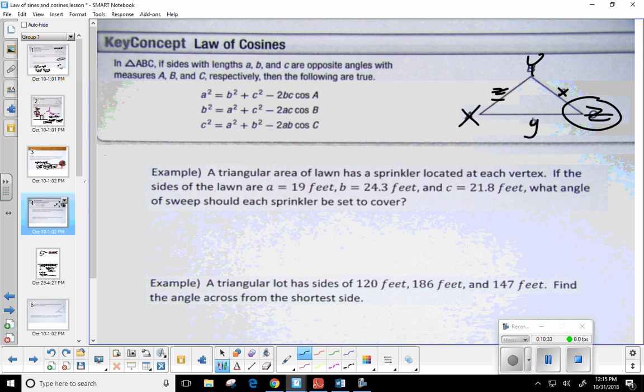I'd start with side Z, right? So I just follow this pattern here. I'd say Z squared equals, well, the other two sides are X and Y. What would I want to do with them? I'm going to square them both, so X squared, Y squared. I'm going to add them up. Then what? Minus 2 times X times Y times the cosine of what? Angle Z. So it doesn't matter what you name the vertices, the pattern is always going to remain the same.